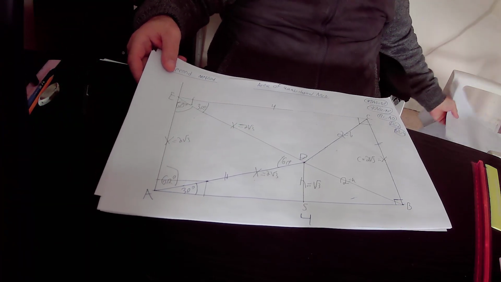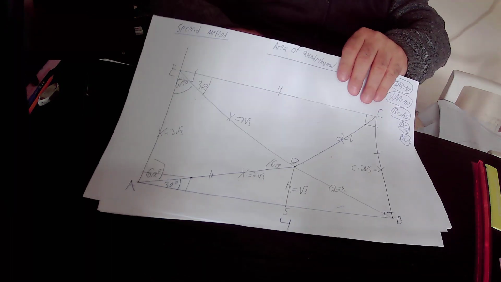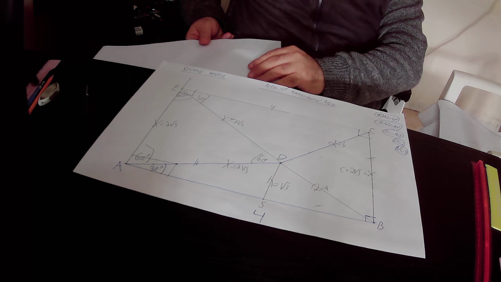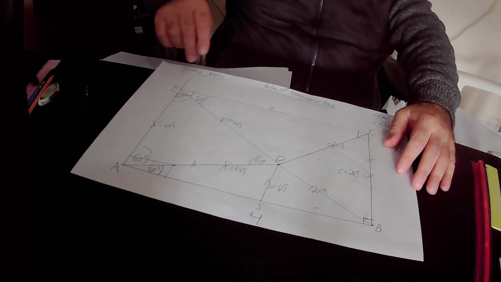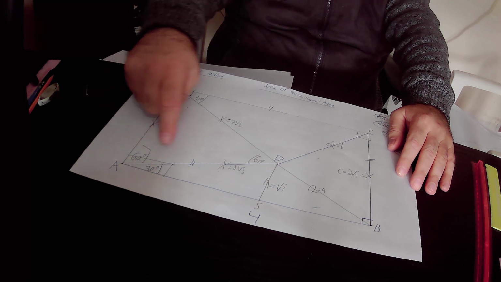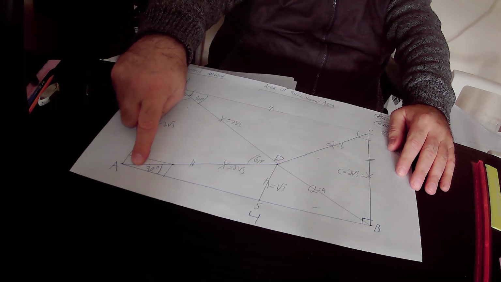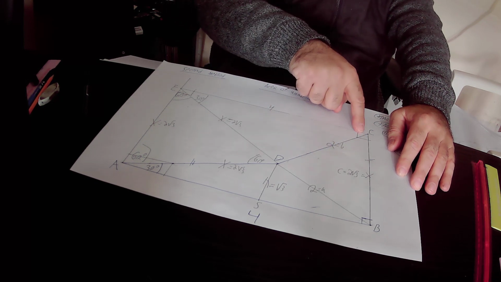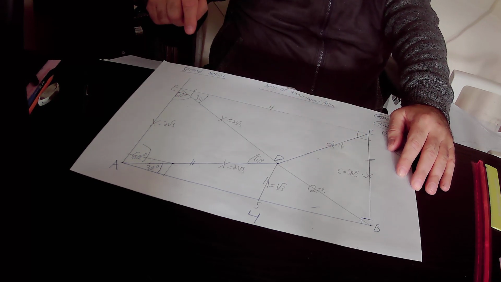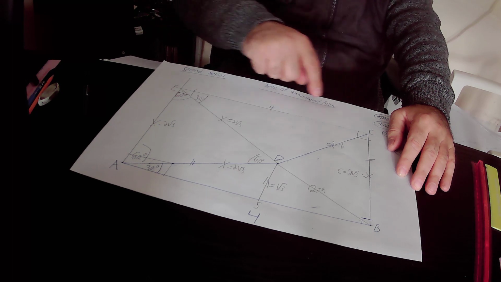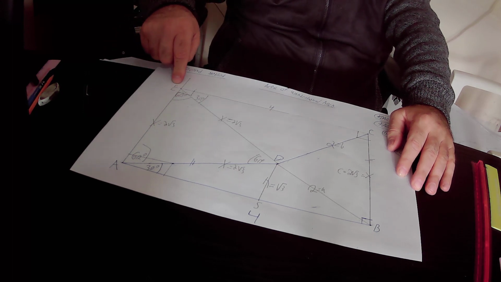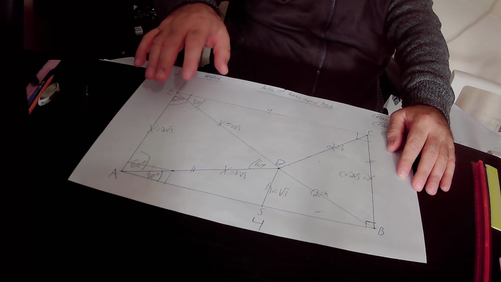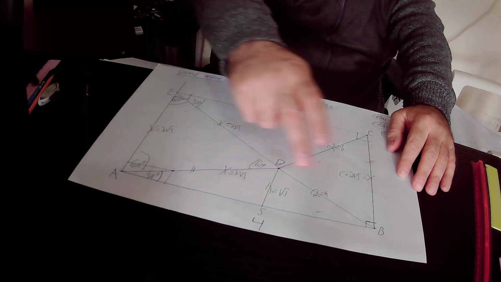In the second method, we did another construction. From point A, we draw a perpendicular to AB, so this angle is 90 degrees. And from point C, we draw a perpendicular to CB, so this angle is 90 degrees. And we define the intersection point between the perpendicular from C and the perpendicular from A as point E. So we created quadrilateral ABCE. In quadrilateral ABCE, we have 3 right angles, 1, 2, 3.